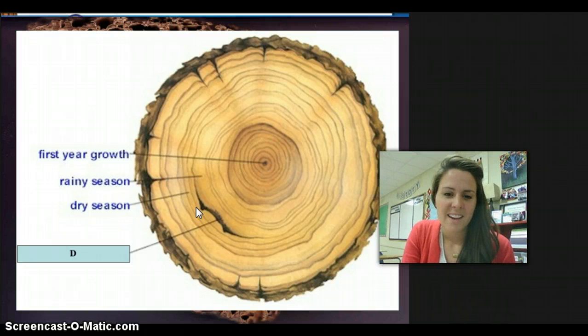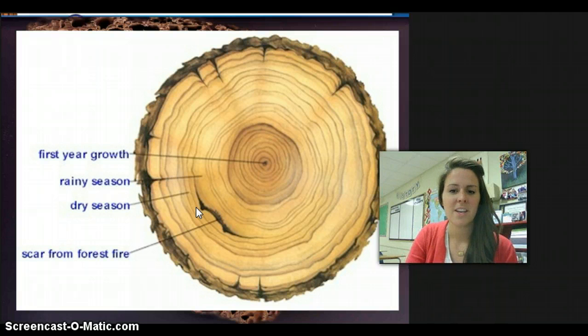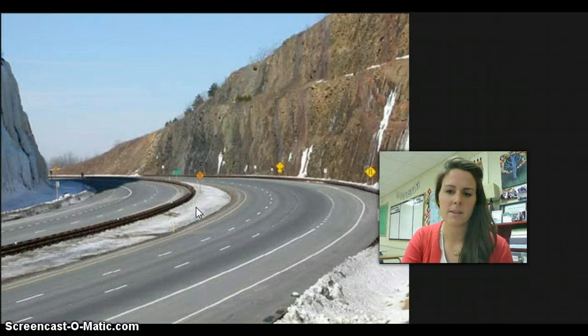Okay. What happened here was probably a scar from a forest fire. So you can tell a lot from a tree ring. Now the other simple form of dating is through road cuts.